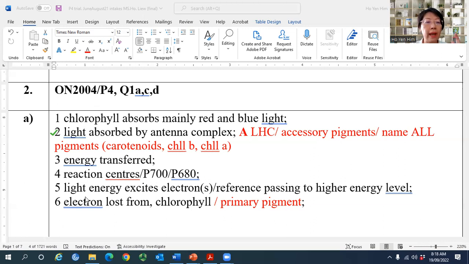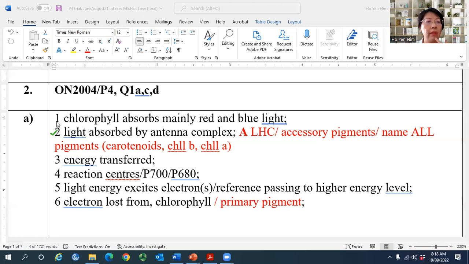And then this light energy, wherever it's being absorbed, it will excite the electron. It means the electron will go to a higher energy level. But the only pigment where electron can be lost is the chlorophyll A seated in P700 and P680. That's chlorophyll A. So then electron will be lost from the chlorophyll, which is also called the primary pigment. So this is what a student needs to describe.